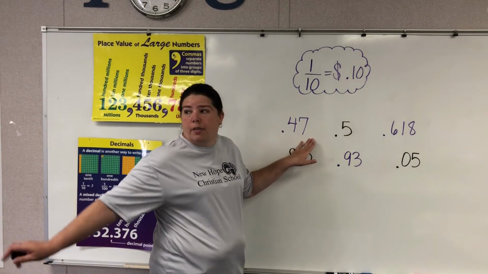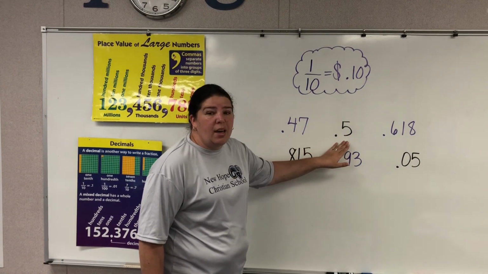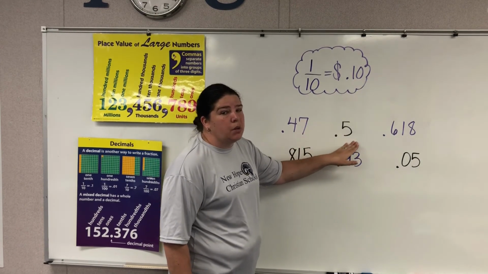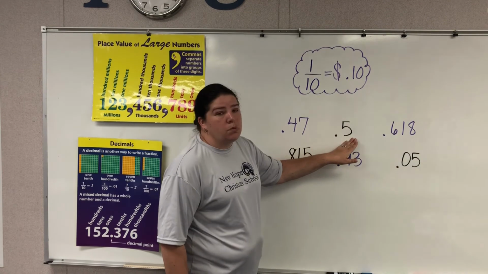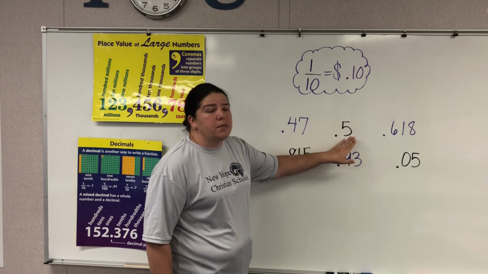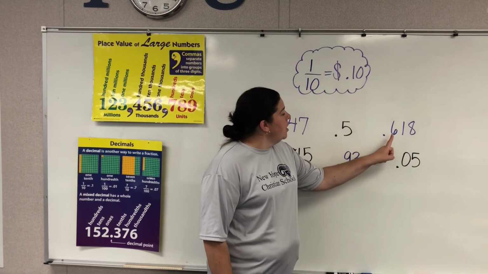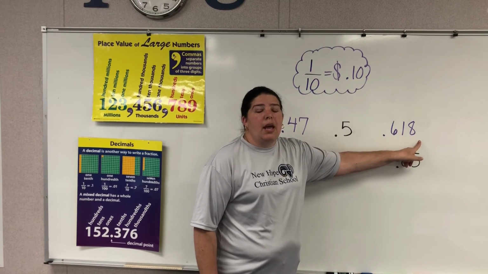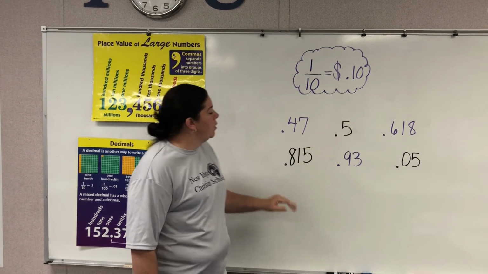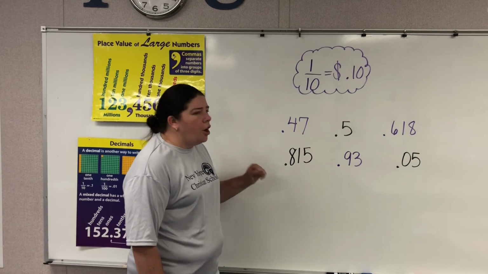47 hundredths. Now we have 0.5, or 5/10. Remember how many digits after the decimal, how many place values, that's where you have your number. So 0.5 we say is 5/10. And this one here, what do you think it is? You say the number, 618, and then you say the place value, that is thousandths. Here we go, 815 thousandths.